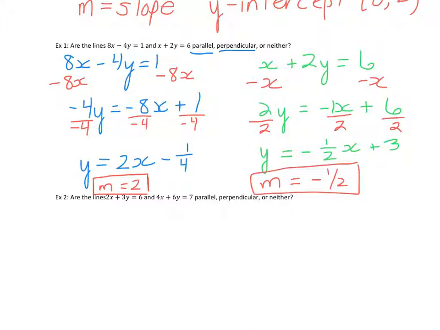All right, so now we compare these two slopes. How do 2 and negative 1/2 compare? They're exact opposites. We flip them and change the sign. So that's a negative reciprocal. So to answer the question, make sure we answer the question. The answer is perpendicular because of the slopes.